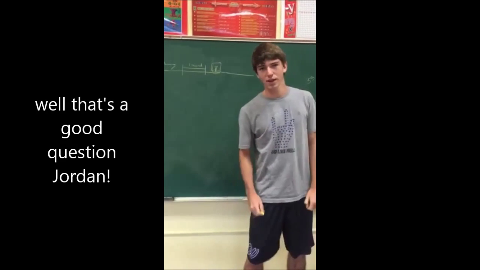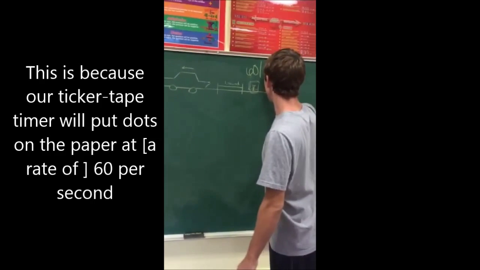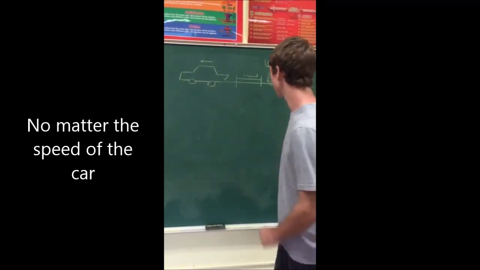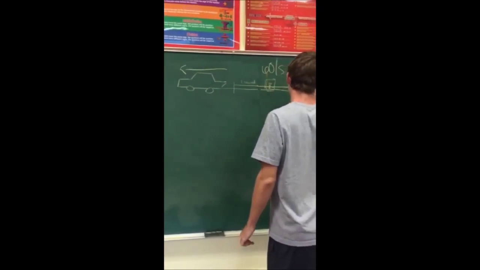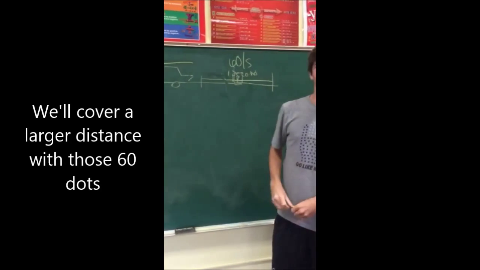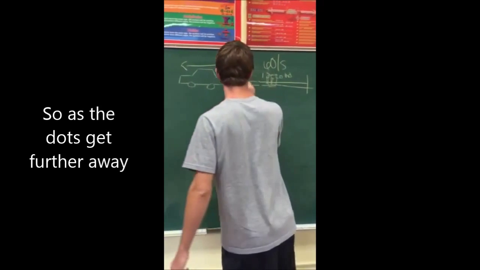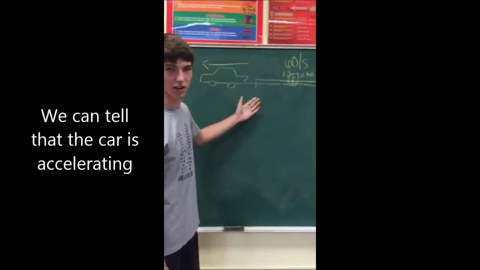So why is this? Well, that's a good question, Jordan. This is because our ticker tape timer will put dots on the paper at 60 per second, no matter the speed of the car. When the car speeds up, we'll cover a larger distance with those 60 dots. So as the dots get further away, we can tell that the car is accelerating.